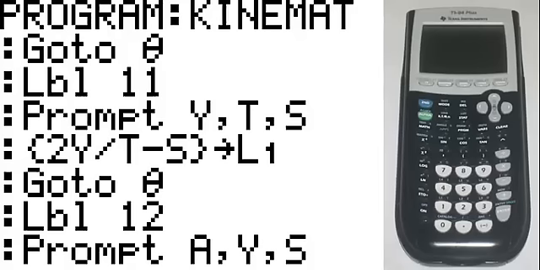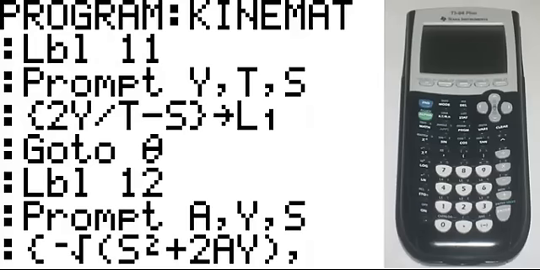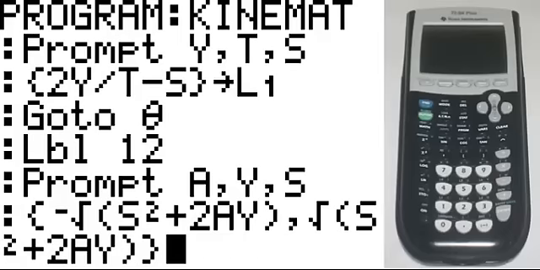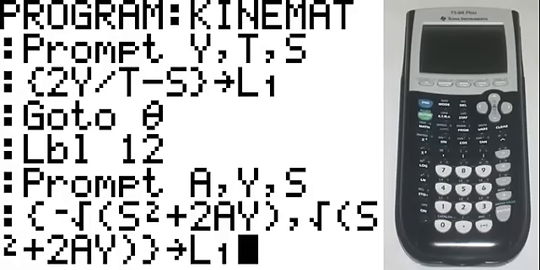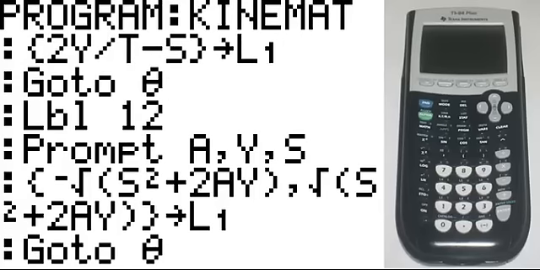Now here we have two options for this, so we're going to put two different options in this list. In squiggled parentheses, negative square root of s squared plus 2ay, end parentheses, comma, the square root of s squared plus 2ay, end parentheses, end squiggled parentheses. That goes to L1. This corresponds to the plus or minus square root in the equation. Go to theta.